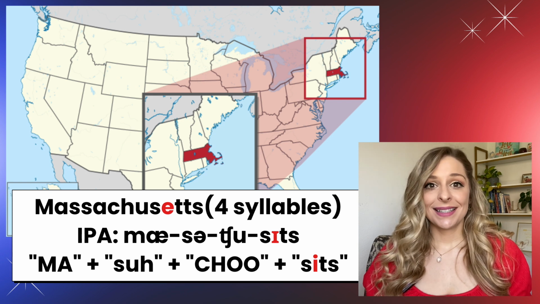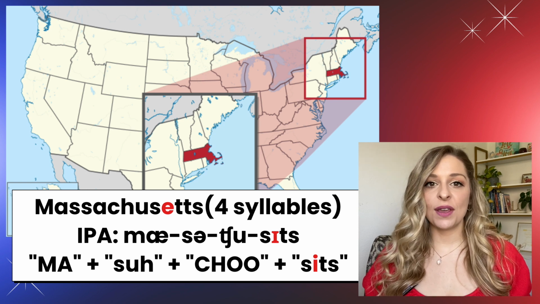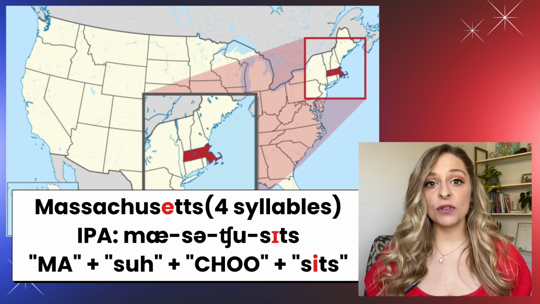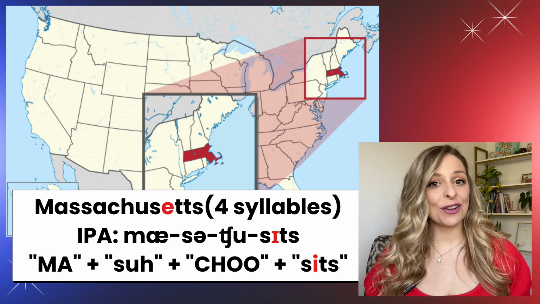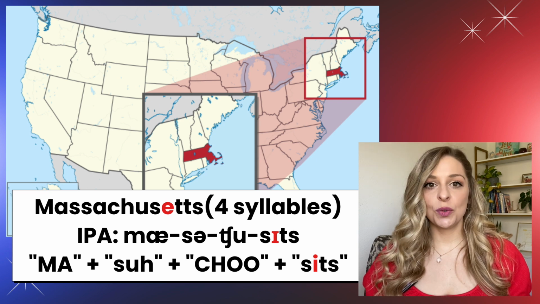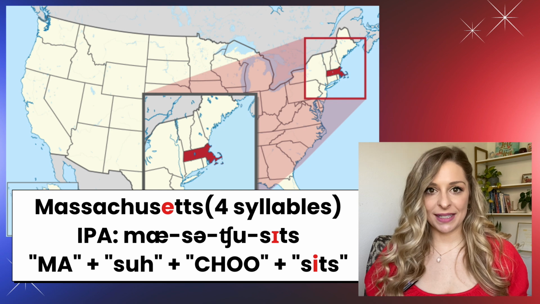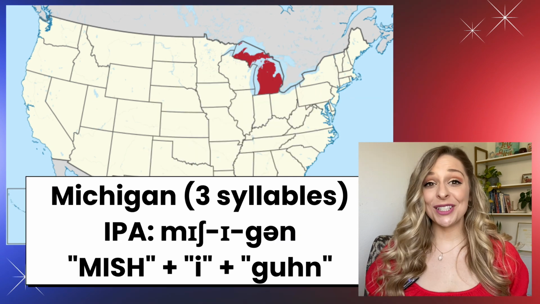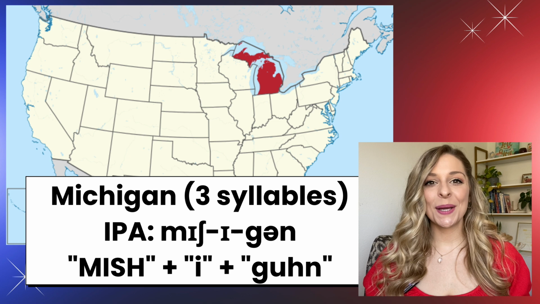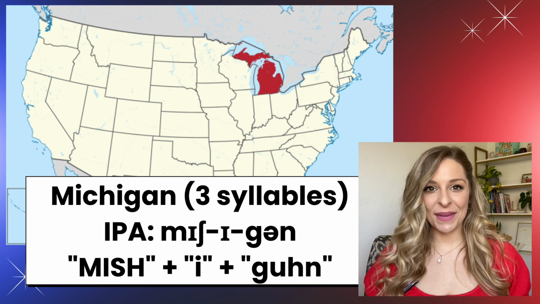We say sits, like the same as to sit down. If it's easier for you to think of this sound as a schwa, then that works too. This word is four syllables and we stress the first and the third ones. Massachusetts. Number 22, Michigan.